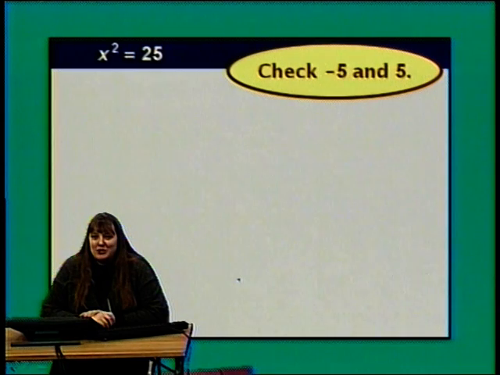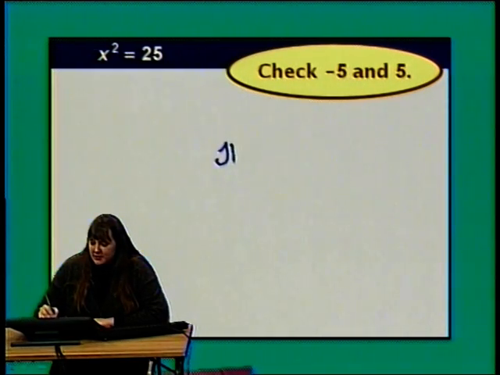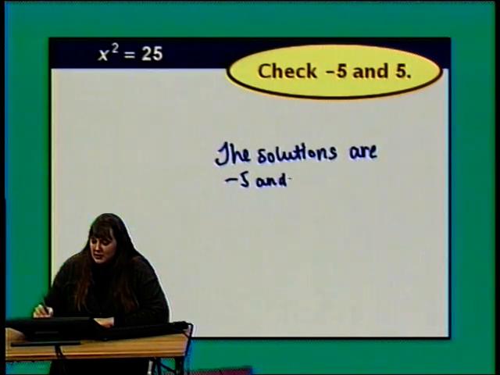I do need to still check my solutions. I think I can check both of these in my head. Whether I square a positive or a negative number, I'm going to get a positive result. So if I square negative 5, or if I square 5, I get 25. That checks. So the solutions are negative 5 and 5.